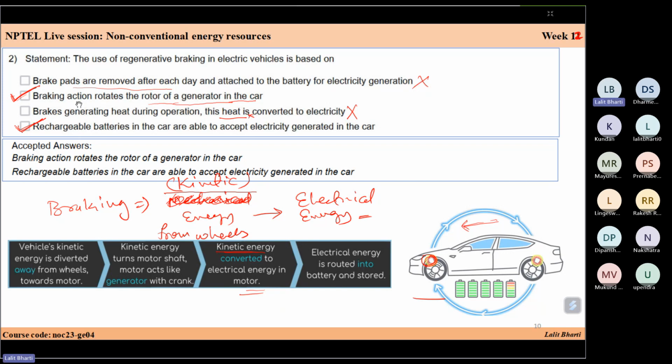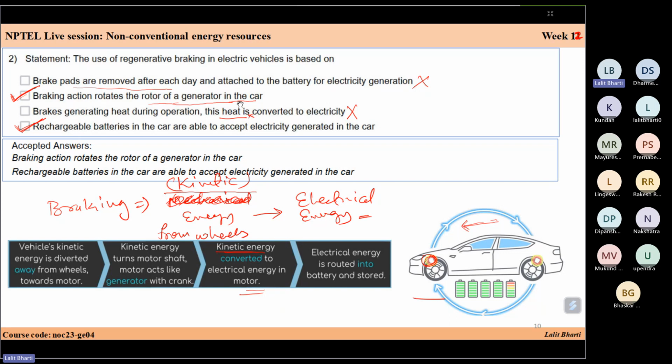Then the second option is braking action rotates the rotor of a generator in the car. So yes, that is correct. There will be a rotor, then there will be a generator. They are connected. Whenever the rotor rotates due to braking, you will get some energy from the generator. The third option is generating heat during operation, and the heat is converted to electricity. That is not correct, because heat is not generated. Just the mechanical energy is transferred from the brakes, or the wheels, to the generator.